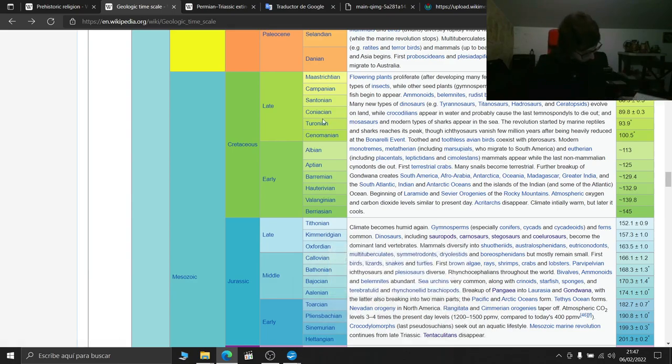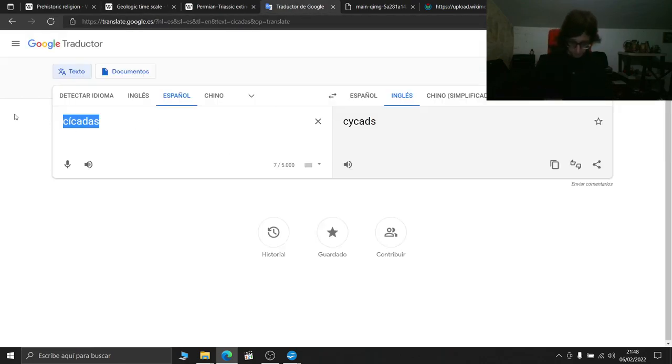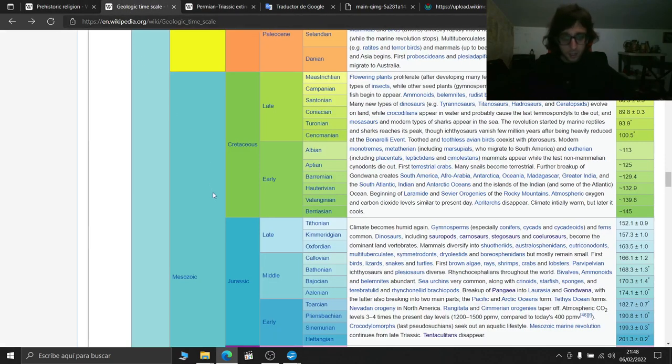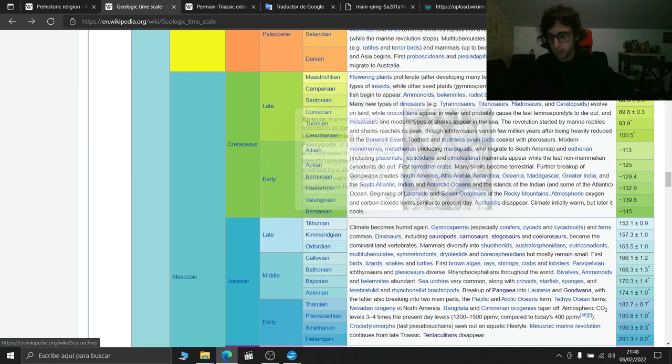Cretaceous is the time of flowering plants and insects. There are dinosaurs, crocodiles, primitive birds, marsupials, mammals, placental mammals. Okay. So, Cretaceous, flowering plants proliferate after developing many features since the Carboniferous, along with new types of insects, while other seed plants, gymnosperms, and ferns decline. More modern teleosts begin to appear, ammonoids, belemnites, rudists, bivalves. Well, many common things, many new types of dinosaurs.